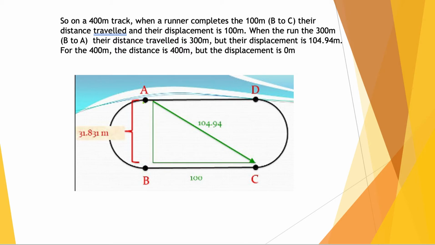31.831 meters. Okay, that's not right, is it? For the 400 meters, the distance is 400 meters, but the displacement is actually 0 if you're running on the inside lane. If you start where you finish, then the displacement is 0.